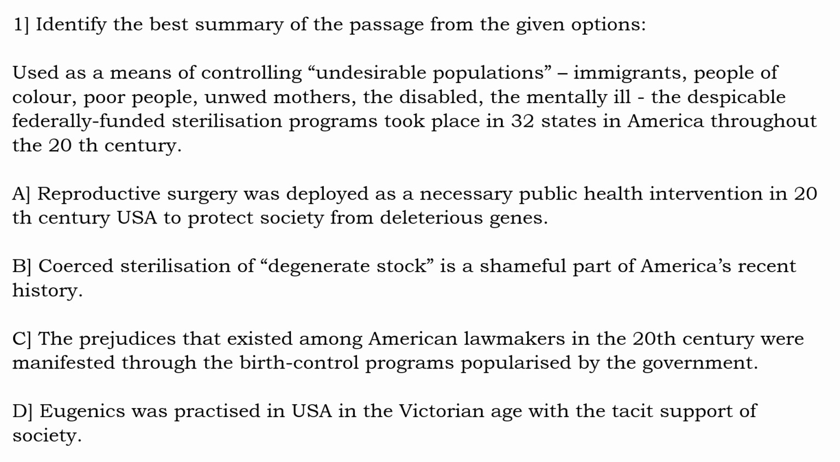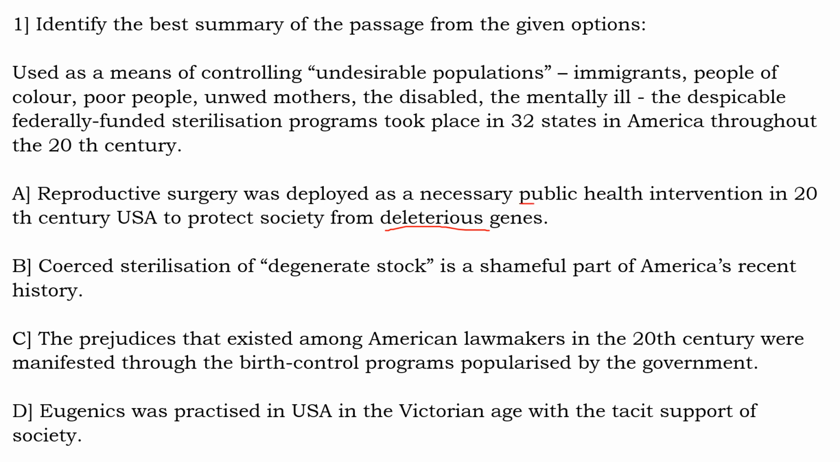So once this understanding is there, you can go for the options and find out the best option, which is a good summary. Option A: reproductive surgery was deployed as a necessary public health intervention in the 20th century USA to protect society from deleterious genes. What is a deleterious gene? Deleterious means something that is harmful, or bad, you can say. So this option says that reproductive surgery was deployed as a public health intervention in USA in the 20th century to protect society from bad genes. So this seems like a good answer, because it is talking about the surgery that was deployed by the government in USA as a necessary public health intervention.